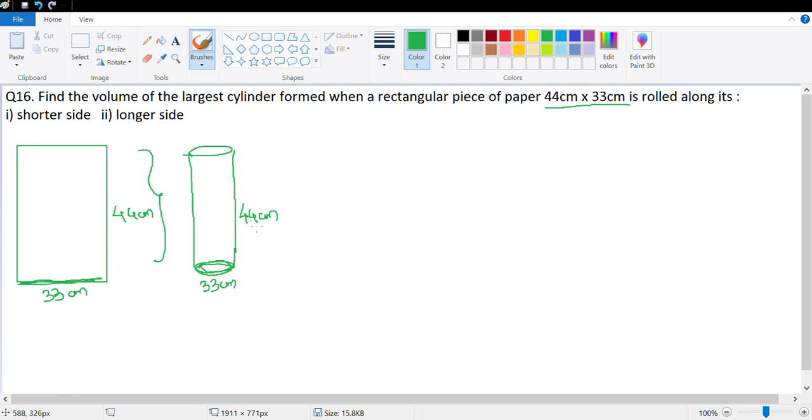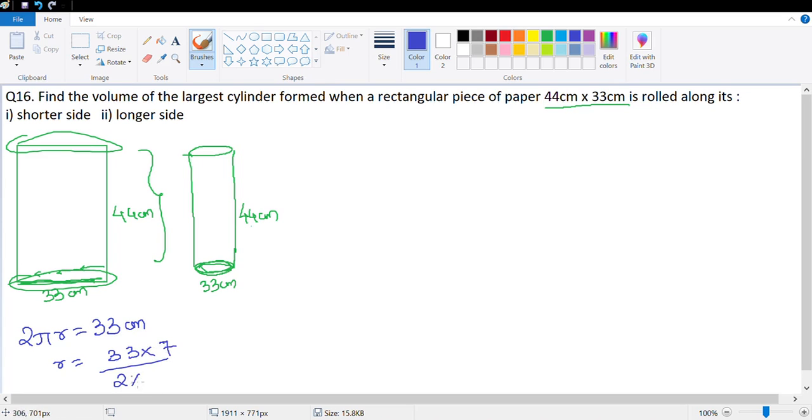Right, let's just see it again. When I roll it along the shorter side would mean I start rolling it from here like this, right? And when I roll it like this, what I will get is the height as 44, and these two parts will become the top and the base of this. So in case 1, what I have is 2 pi r is equal to 33 centimeter, which means r would be equal to 33 into 7 upon 2 into 22. Let me just confirm, this is 2 into 22 upon 7. Yeah, that's fine. So 11 into 2, 11 into 3. So this is 21 upon 4 centimeter.